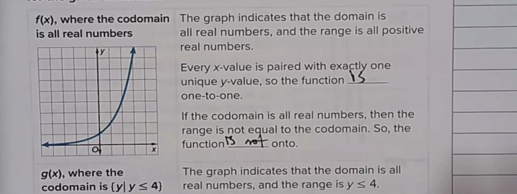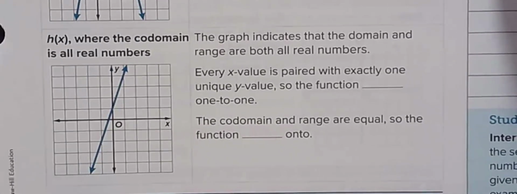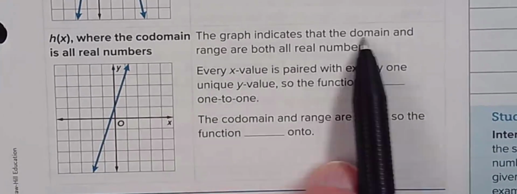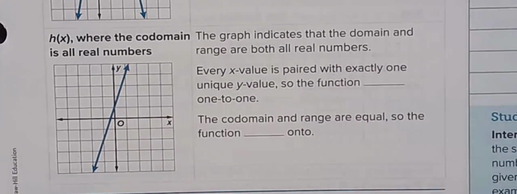Okay, let's go down and look at h of x, and we'll go back to the middle and look at g of x after that. So h of x. Hopefully we all got this one because this looks just like the one we had in the warm-up. The graph indicates that the domain and the range are both all real numbers. So it goes left and right forever, it goes up and down forever. So all real numbers all the way around.